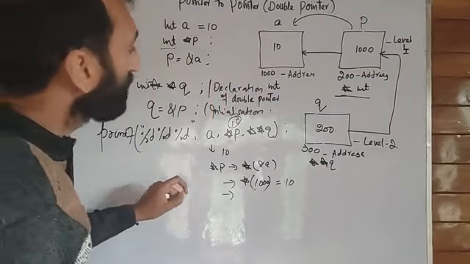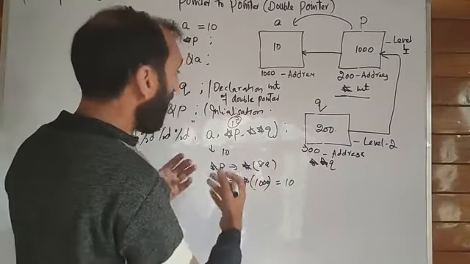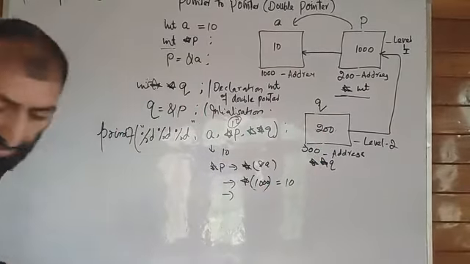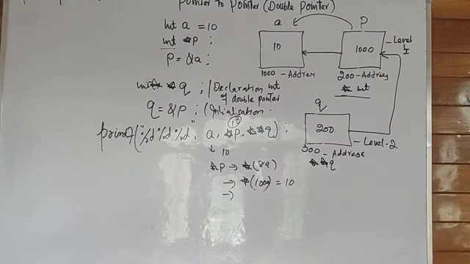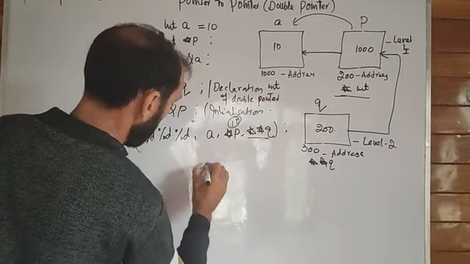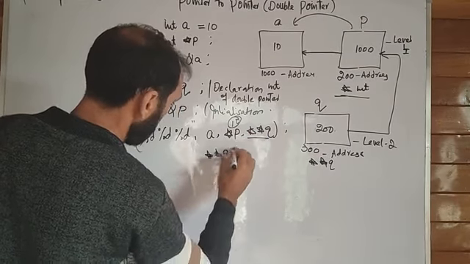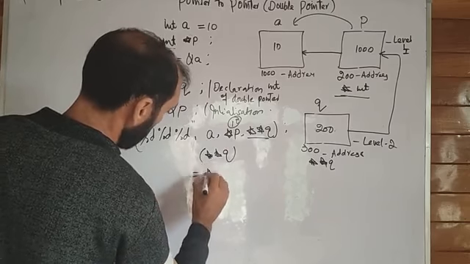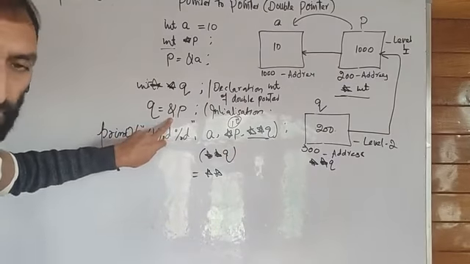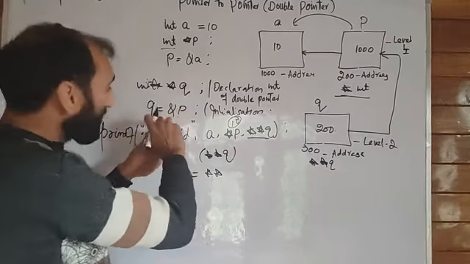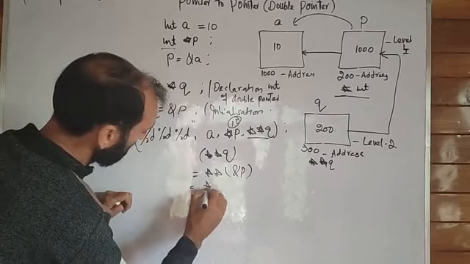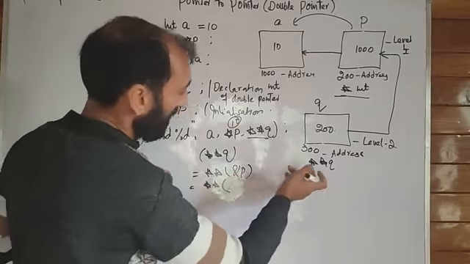Now I want to access the value of a through q, a double pointer. This is the third way. What does q hold? q holds the address of p. q equals address of p, that means q stores the address of p.